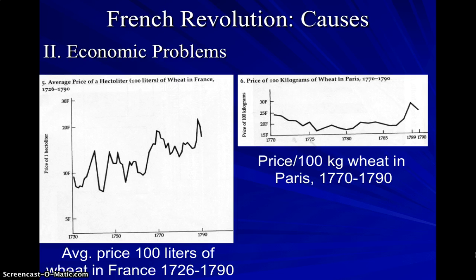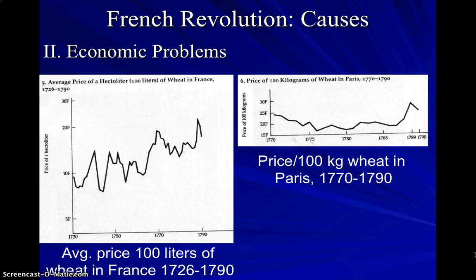The reason we point something out like this is because wheat is a staple of the diet. Obviously, it's used to make bread. And because it's such a staple, the higher the prices for this, the harder it is for people to get basic needs met in terms of food.